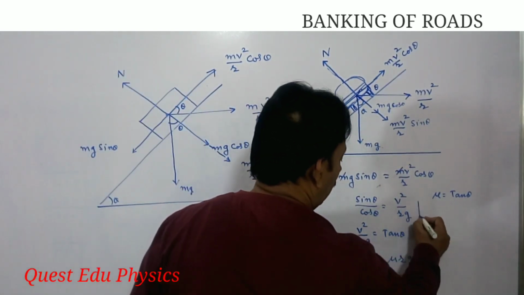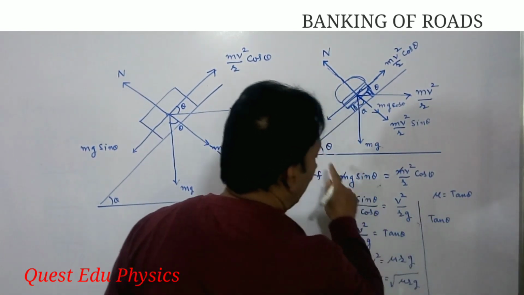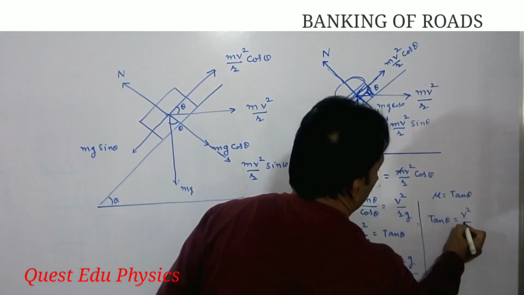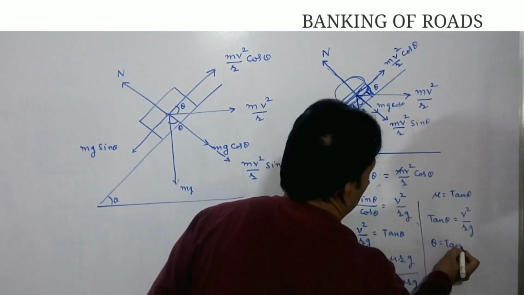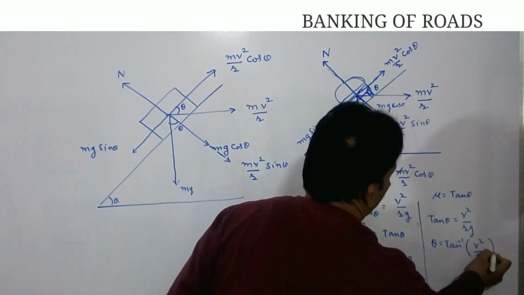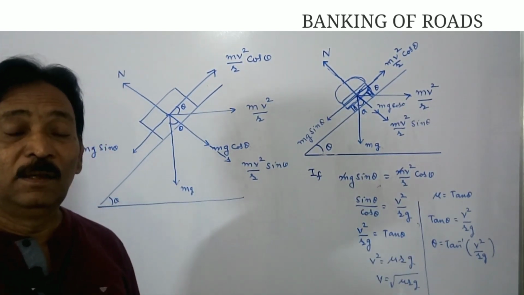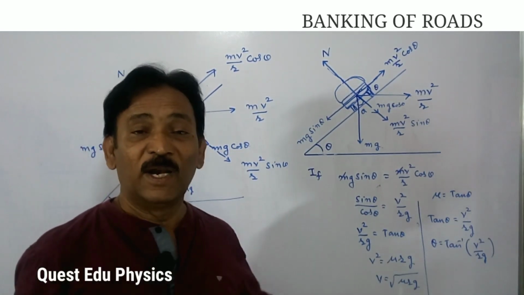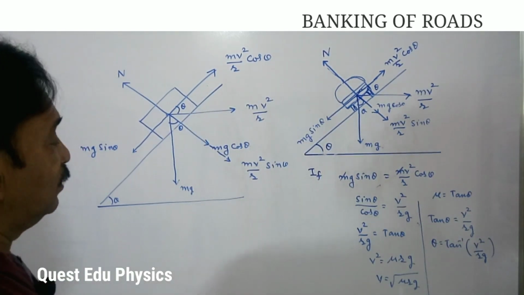In the same way, you can find out the angle of banking. What is the angle of banking required? Tan theta is equal to v²/rg, and theta is equal to tan inverse of v²/rg. It is the minimum angle required to avoid the overturn of the vehicle, and it is the minimum velocity. I hope you understood. Then after, we are taking the cases.